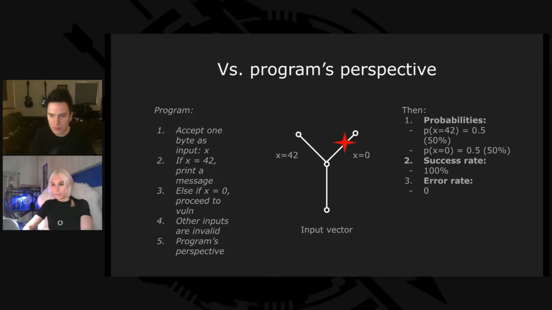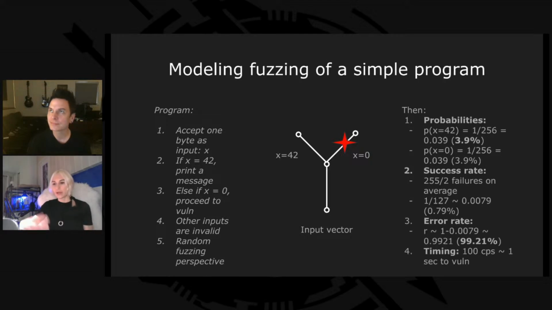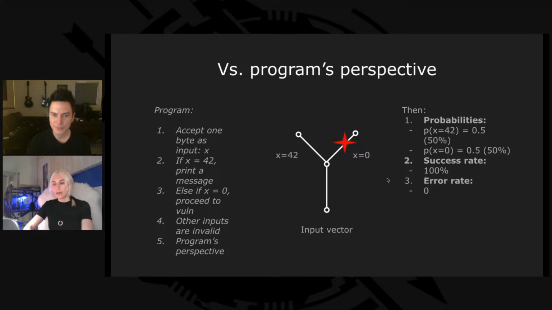Now, here is how this same picture looks from the perspective of the program. From the program's perspective, the probability of each value is 0.5. Like 50% is 42 and 50% is 0. I think this may not make a lot of sense currently, but hopefully it will be clear later. Because when we're looking from the fuzzer's perspective, it will be throwing all those random bytes. And from the program's perspective, it considers all other inputs invalid, and it's only concerned with specific valid inputs.